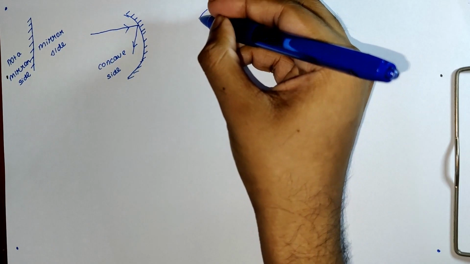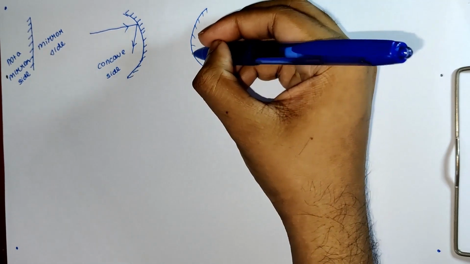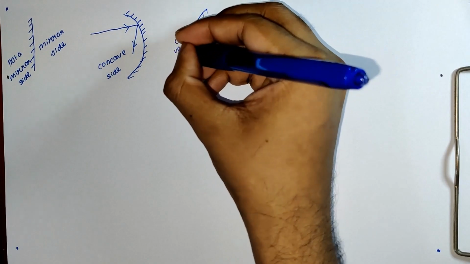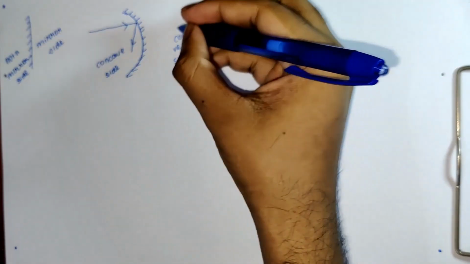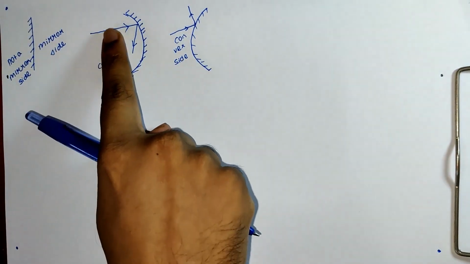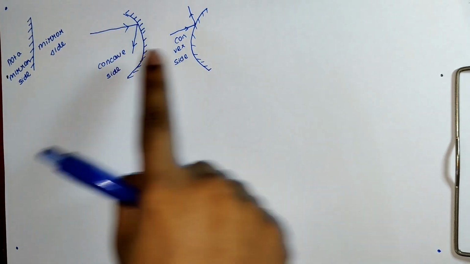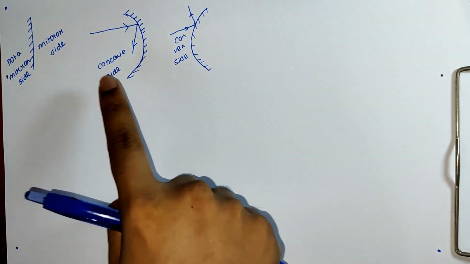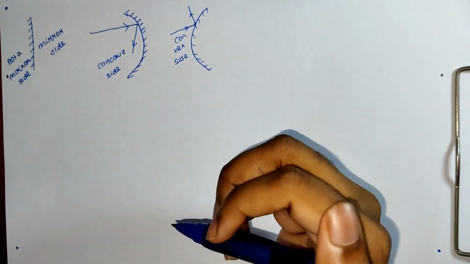Now let's go to the convex mirror. Convex mirror will be like this. It's the opposite of the concave mirror, and now I'll put the markings here. Now this is the convex side. You notice the difference between the concave and convex side. The concave side is bulged inwards. When you're coming from this side to this side, you can see it's bulging inwards. When in the convex side, when you come from left to right, it's bulging outwards.